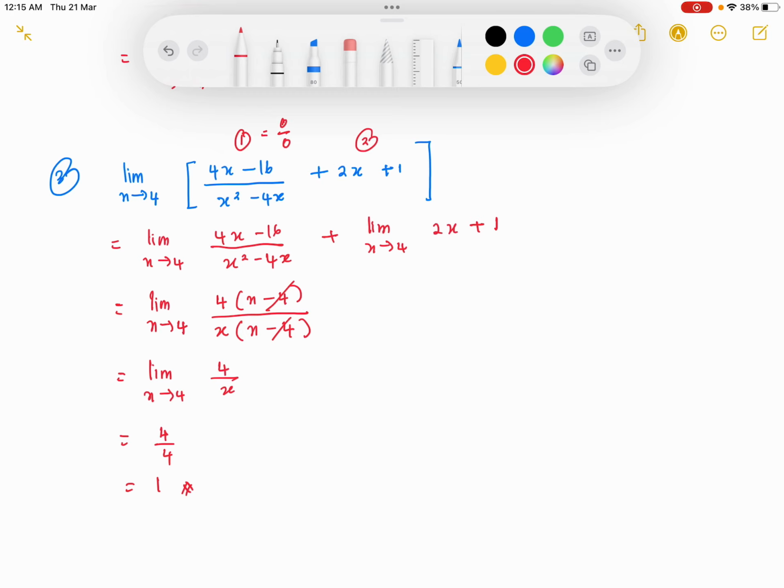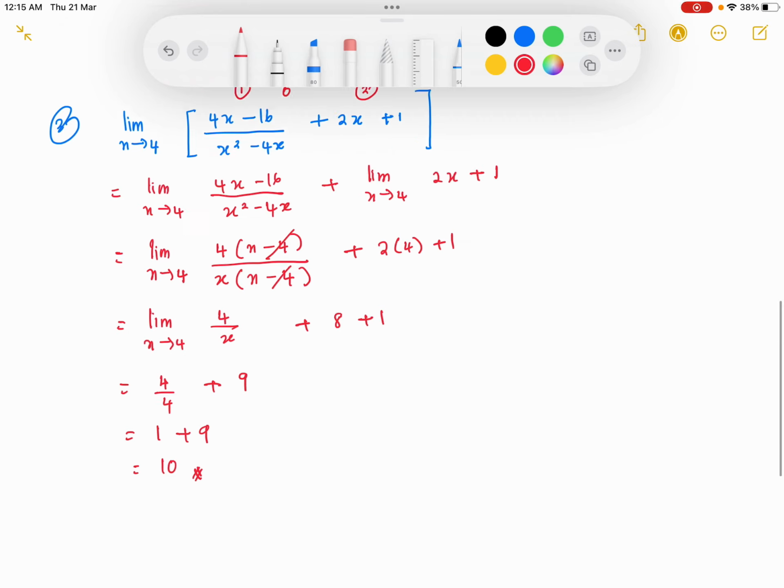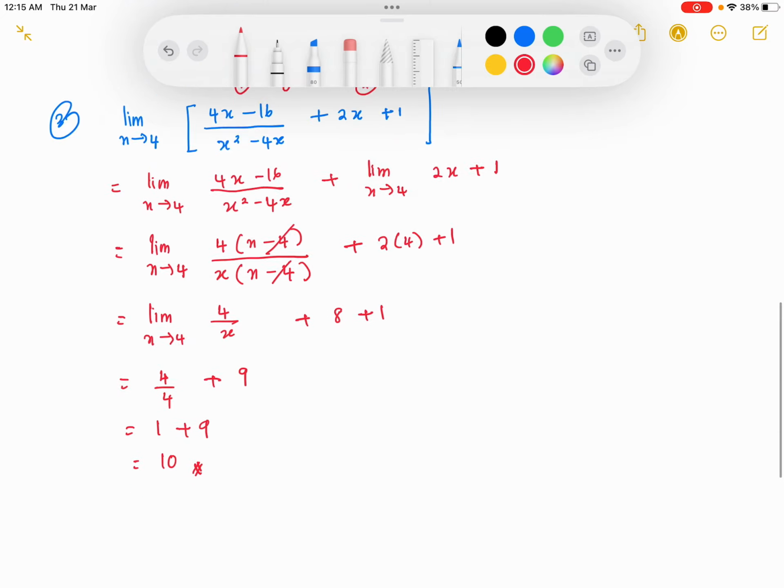Sorry, this is not the final answer since we have another function plus, with limit x approaches 4 of x plus 1. So just substitute, we get 2 times 4 plus 1, plus x plus 1, plus 9, and then 1 plus 9 equals 10. 10 is the final answer. Okay, next example number 4.